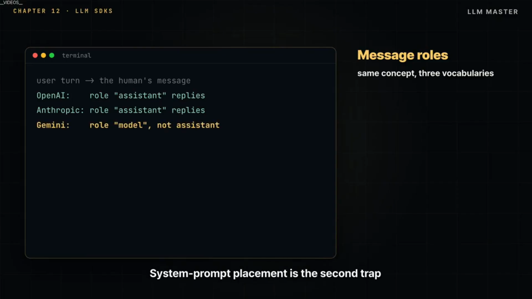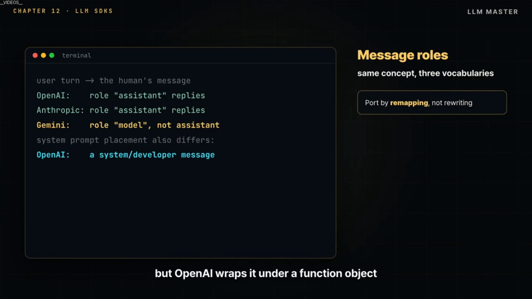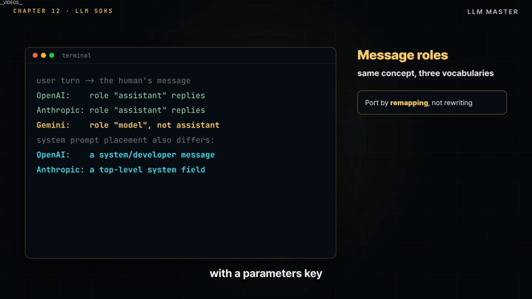System prompt placement is the second trap, and we've seen it. A role in one, a parameter in another, a config field in the third. Tool definitions are the third. Every vendor uses JSON schema for the arguments, but OpenAI wraps it under a function object with a parameters key. Anthropic calls it input schema, and Gemini calls it function declarations.